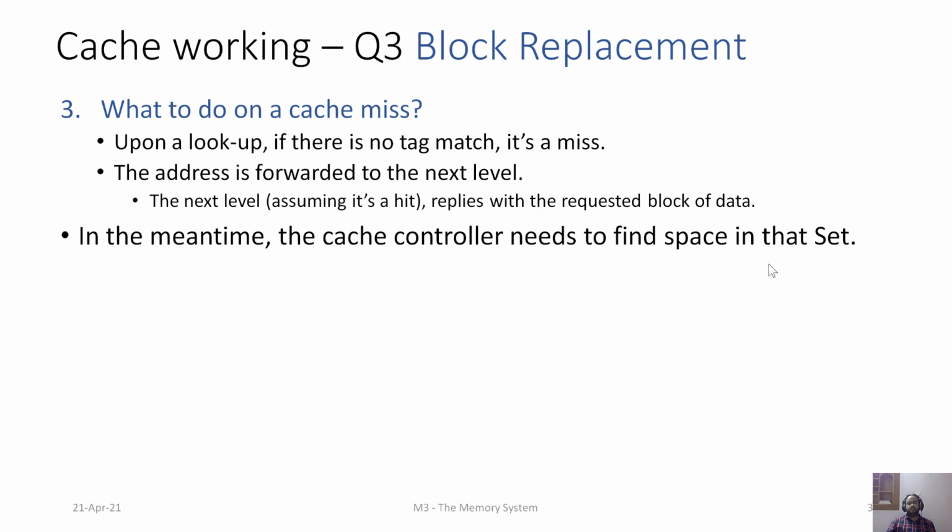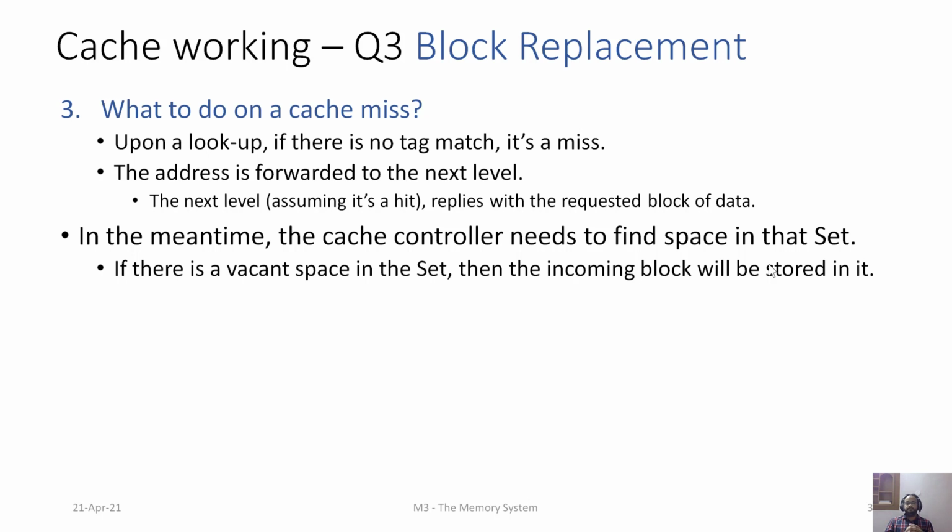needs to find some empty space in that particular set also, so that when the lower level replies, let's say if it was a miss in L1 and assuming that it was a hit in L2, L2 will reply with that block of data. So we need to place that data in L1, and so the L1 cache controller needs to find the appropriate space for it. Now, if there is some vacant space in that particular set, it means that that set is not full. Then the cache controller will pick that vacant spot and place the new block in it. This is a straightforward case.